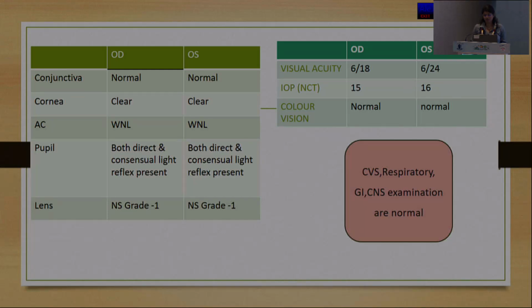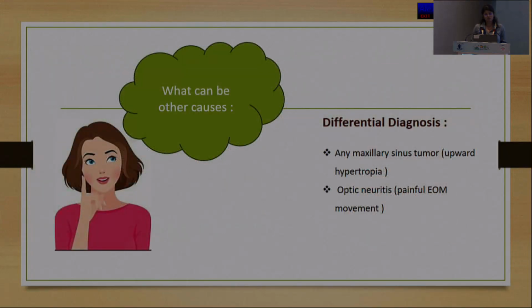Color vision was normal. So what can be the other causes? My differential diagnoses are maxillary sinus tumor or optic neuritis, as painful extraocular muscle movement was present, and or left eye inferior oblique palsy.